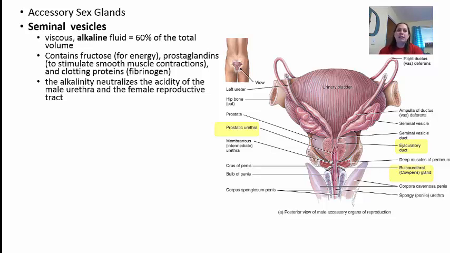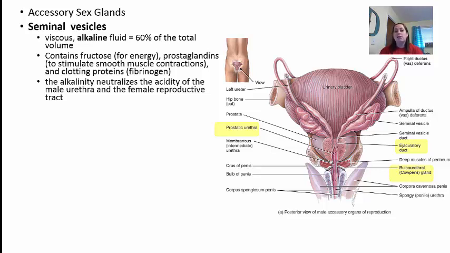So the first are the seminal vesicles. They are going to release what we call a very viscous alkaline fluid. When we say alkaline, guys, alkaline is going to be more basic with a higher pH, and this is 60% of the total volume of semen. Now, one reason why we need an alkaline fluid is because urine is normally very acidic, and so this fluid is going to help neutralize the acidity of the urethra, since urine comes through there as well.